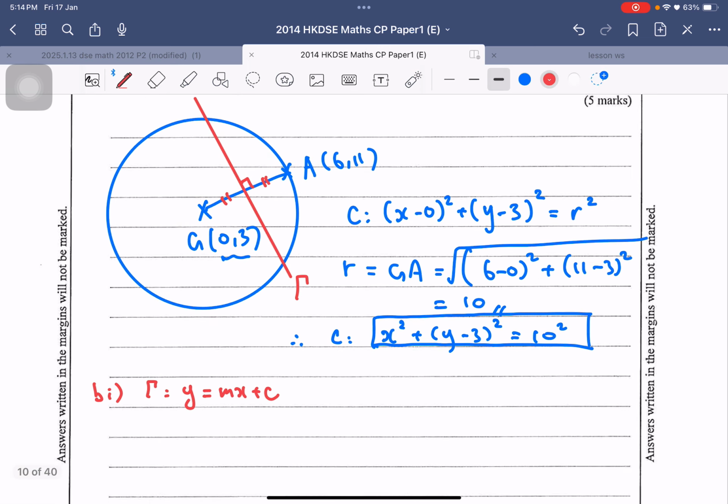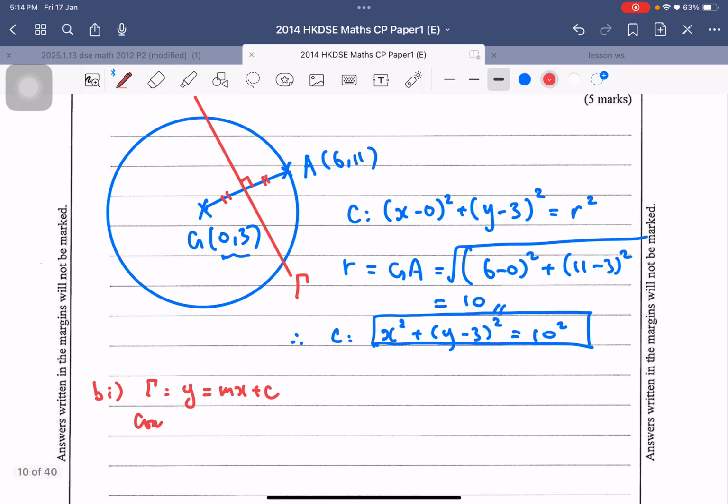So now we can say, consider the slope of AG, which is equal to, how do we find out the slope? y2 minus y1 divided by x2 minus x1. So it's equal to 8 over 6. Simplify, giving you 4 over 3.